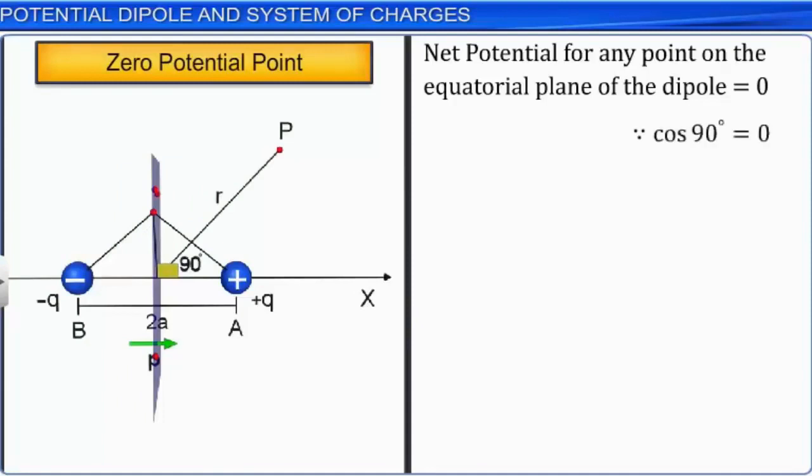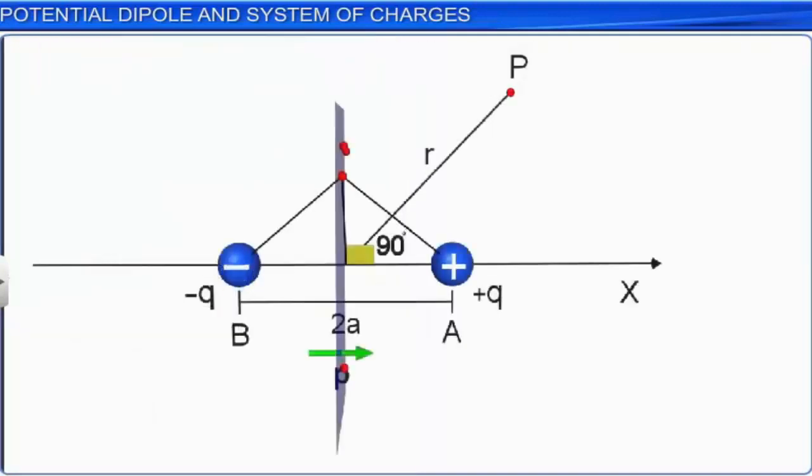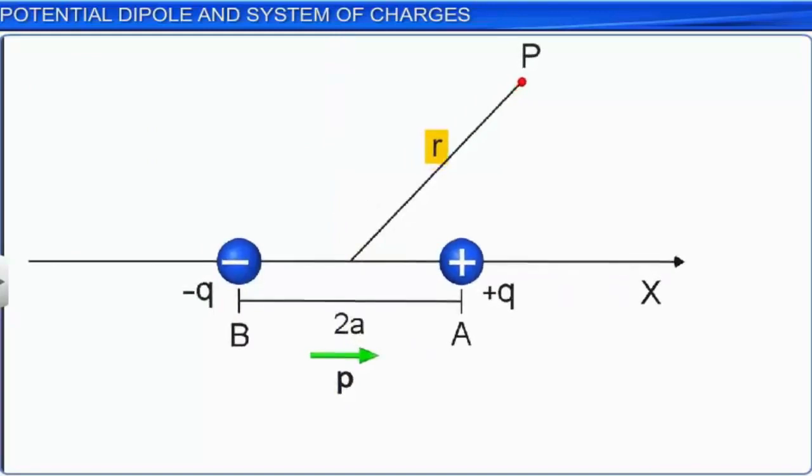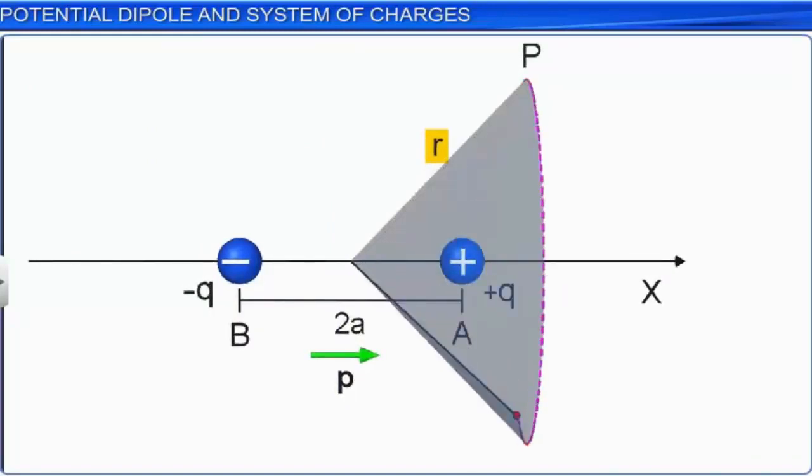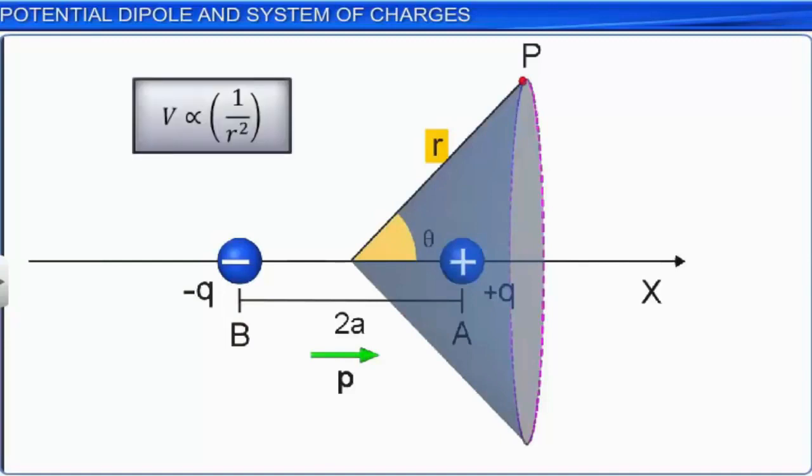When the position vector R is rotated about the dipole moment vector P, keeping the angle theta fixed, then the points corresponding to P on the cone generated will have the same electric potential. We also observe that the electric potential V due to the dipole is inversely proportional to the square of the distance of the point of observation in the electric field of the dipole.